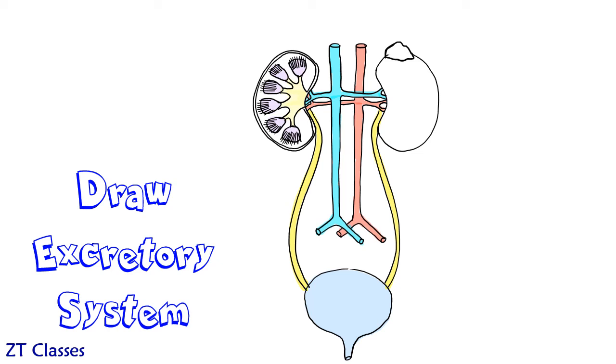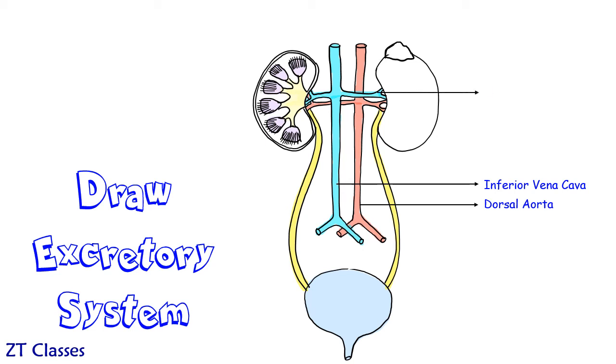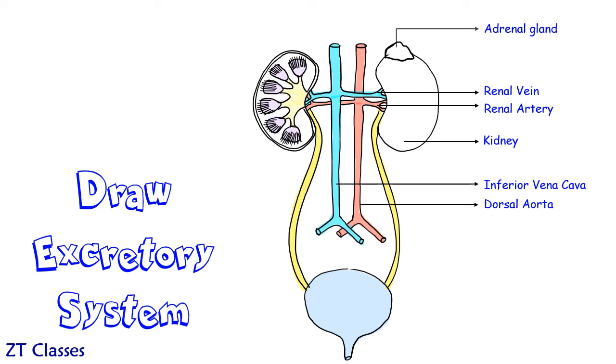Let's label the diagram. So we'll start with the main vein, which is inferior vena cava, and the main artery, which is dorsal aorta, and branching out from inferior vena cava is your renal vein, and from dorsal aorta it is your renal arteries. On the top of the kidney, so this is the kidney, and on top of kidney you have got the adrenal gland.